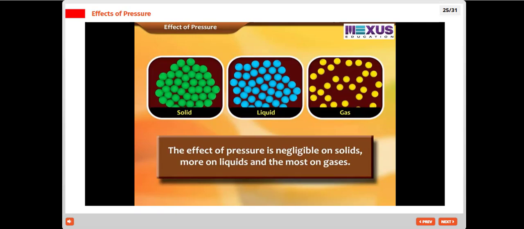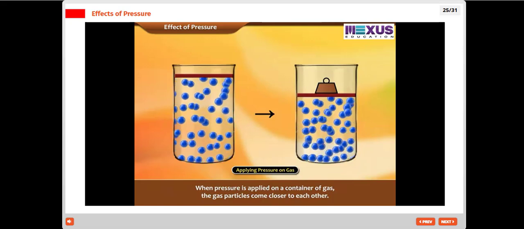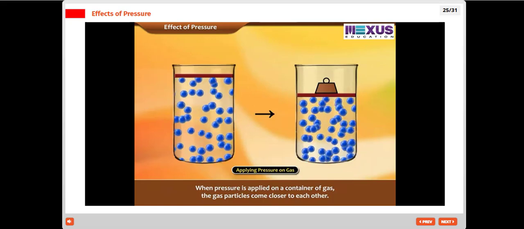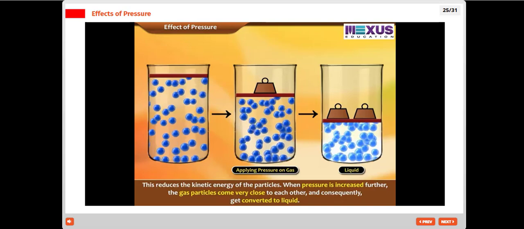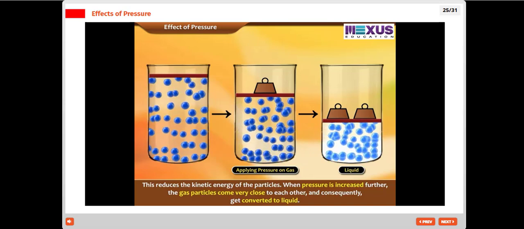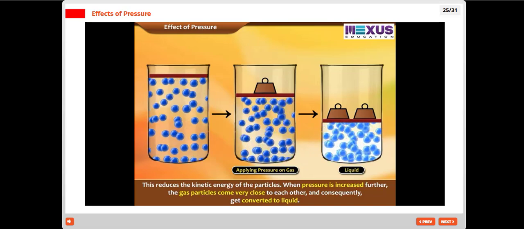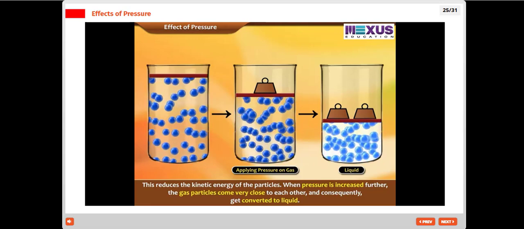The effect of pressure is negligible on solids, more on liquids, and the most on gases. When pressure is applied on a container of gas, the gas particles come closer to each other. This reduces the kinetic energy of the particles. When pressure is increased further, the gas particles come very close to each other and consequently get converted to liquid.